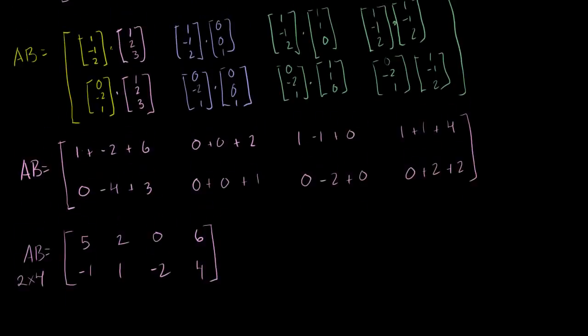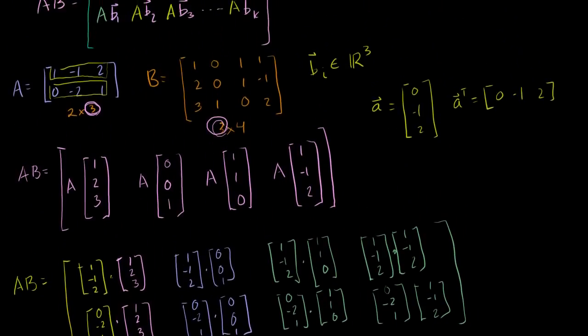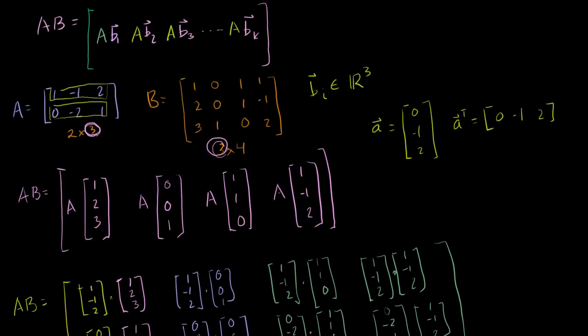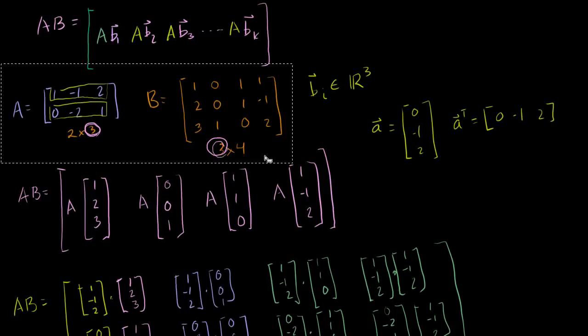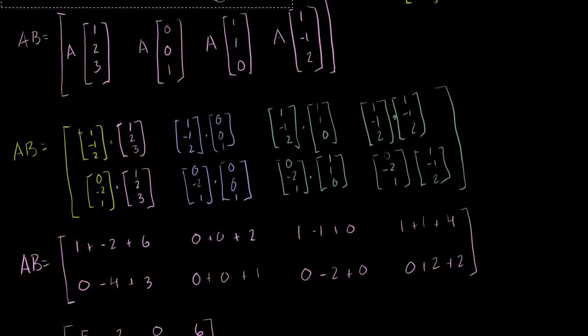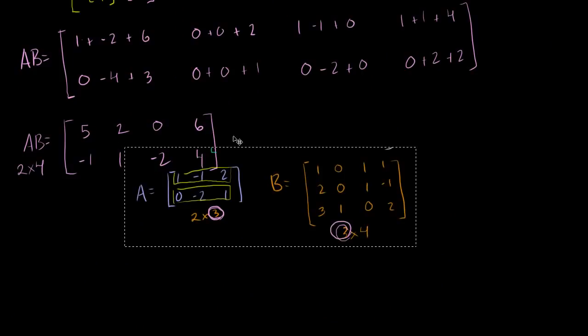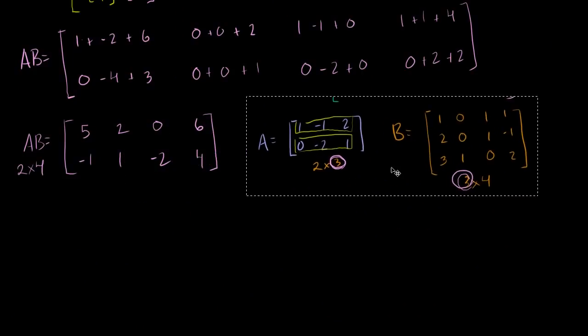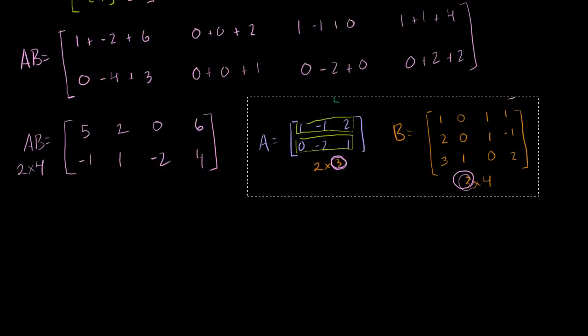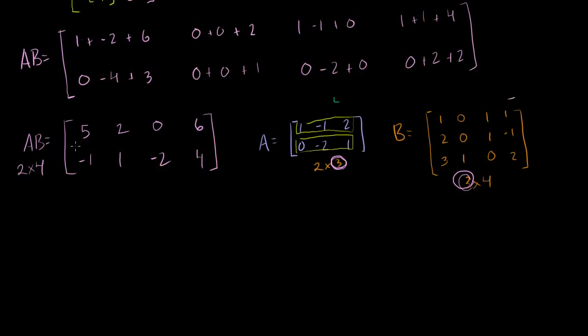And let me get my A and B back. We can talk a little bit more about what this product actually represented. So let me copy and paste this. And then I'll paste it. Let me scroll down a little bit. Go down here. Paste. There you go. So this was our A and our B. And when we took the product, we got this matrix here.